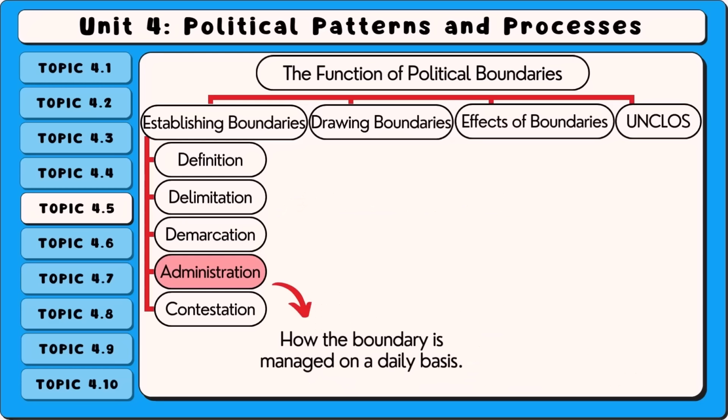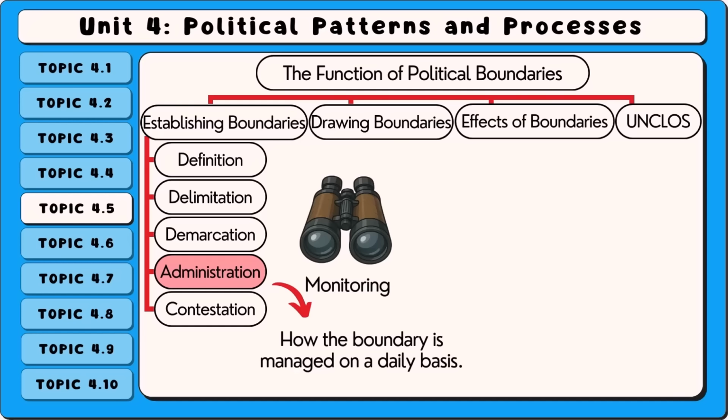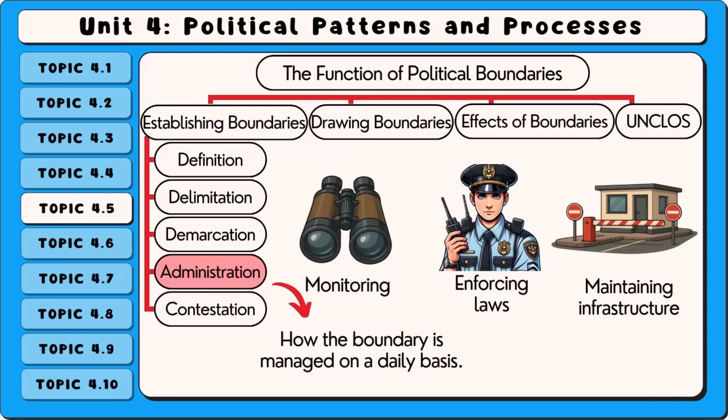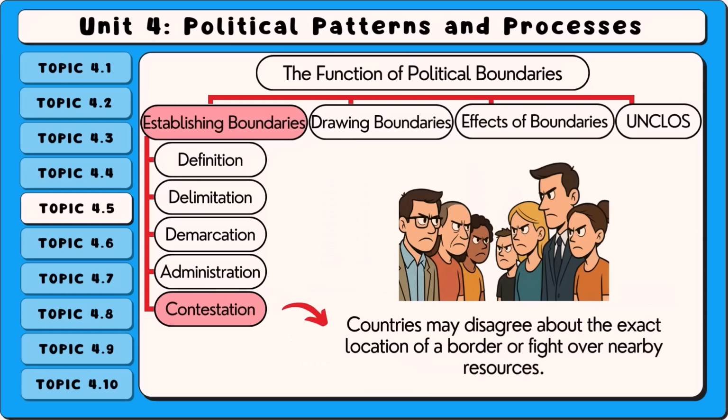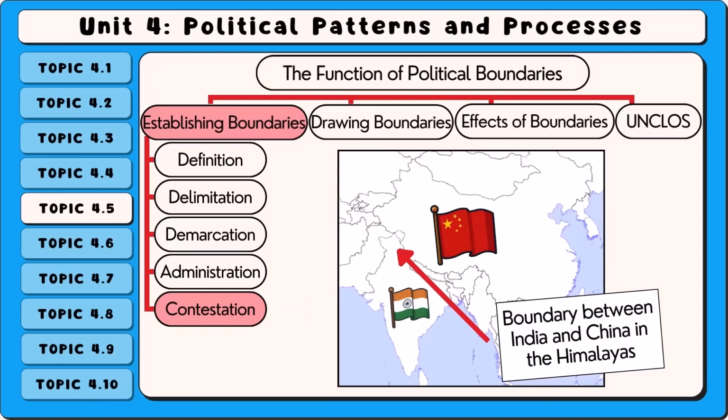The fourth and final step is administration. This is how the boundary is managed on a daily basis. Governments monitor who crosses it, enforce border laws, and maintain infrastructure like checkpoints and surveillance. But even when boundaries are created through all 4 steps, they are often contested. Countries may disagree about the exact location of a border or fight over nearby resources. For example, the boundary between India and China in the Himalayas is still disputed despite multiple rounds of negotiation.